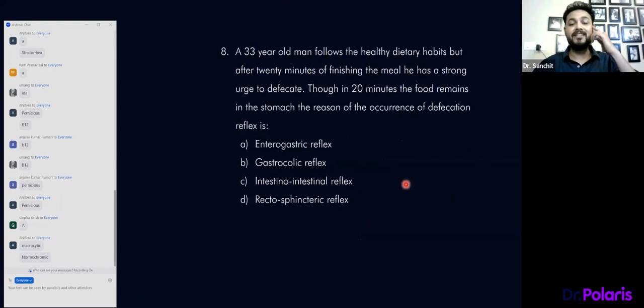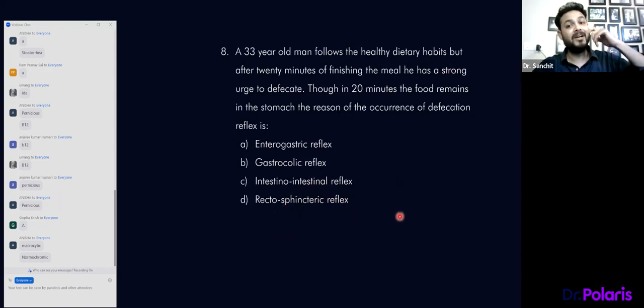Now the next question, the 8th question. A 33-year-old male follows a very healthy dietary habit, but 20 minutes after finishing a meal, he has a strong urge to defecate. As soon as he eats, he feels like defecating. The stomach emptying time is not 20 minutes, it takes a little longer, but he still has that urge. So what is that reflex called? Enterogastric reflex, gastrocolic reflex, intestino-intestinal reflex, or rectosphincteric reflex?